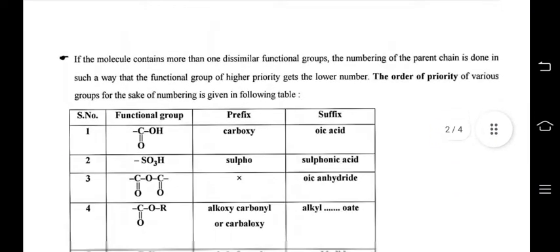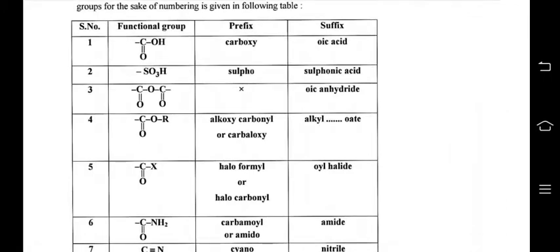Next are the important functional groups. If the molecule contains more than one functional group, similar or dissimilar, then the numbering of the parent chain is done in such a way that the functional group of higher priority gets the lower number. The order of priority of the various groups for the sake of numbering is given in the tables. So if more than one functional group is in the chain, we have to choose one functional group as the primary or principal functional group. We know which functional groups are the principal ones comparatively.